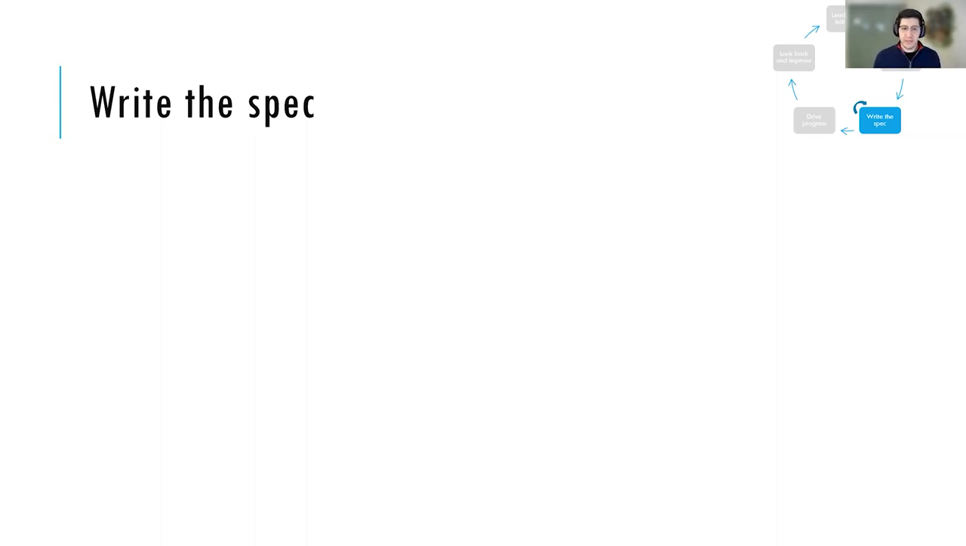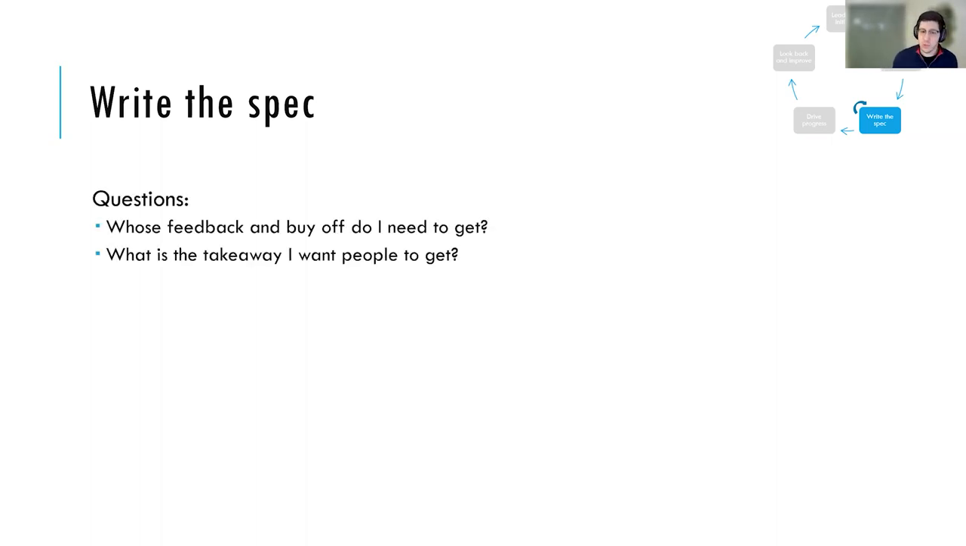Because through writing, you can make sure that your idea is sound. You can get clarity in your thoughts. You can get clarity in the options that you have. So before writing the spec, I like to ask myself two simple questions. Whose feedback and buy-in do I need to get? And this allows me to get a sense of all the people that will need to review and approve the spec before the dev team starts to code.